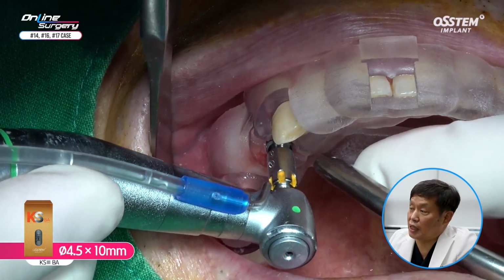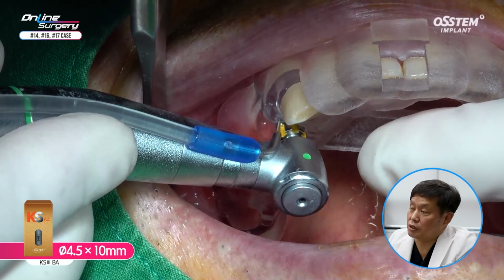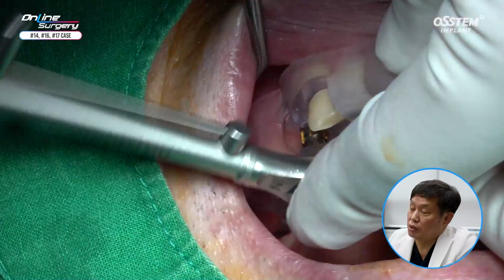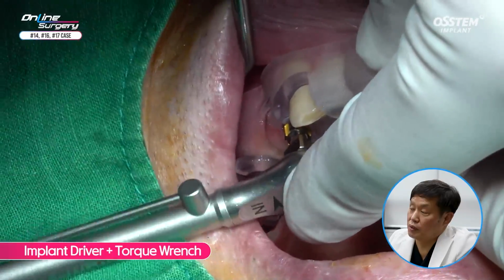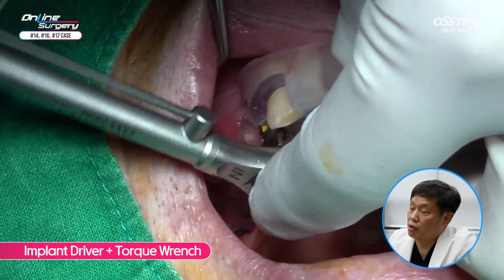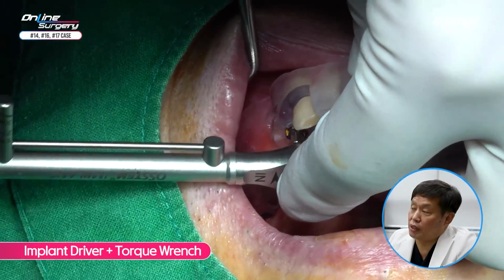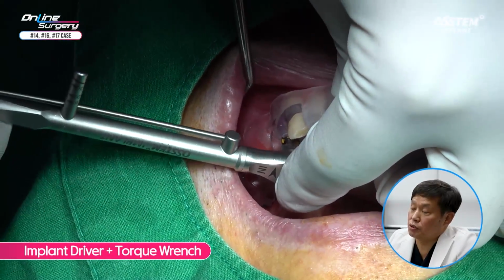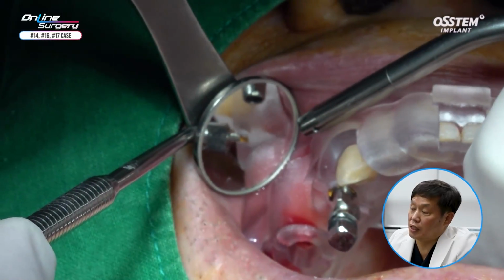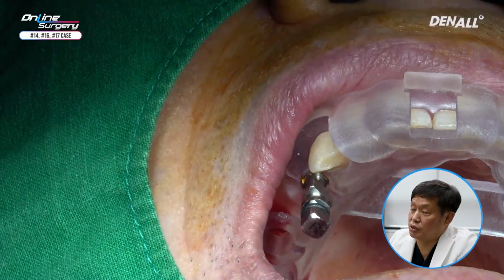KS3BA surface 4.5 by 10 millimeter implant. Implant was positioned, and using engine, it was placed about 80%. Implant driver or torque wrench was used to get final position. Yellow marking was used to adjust hex positioning and depth control. You can see that yellow marking is where it should be.